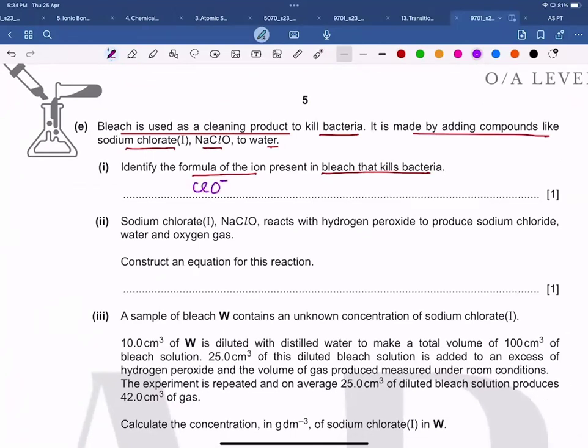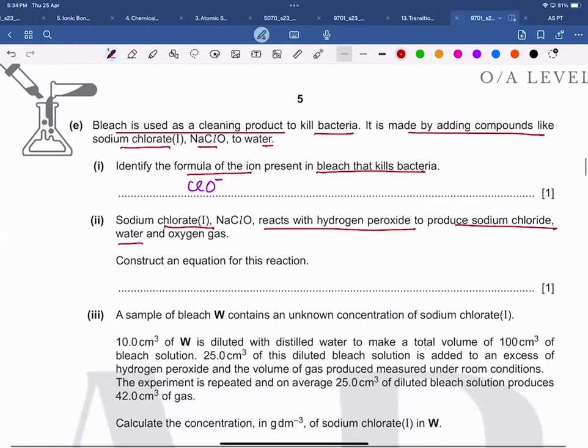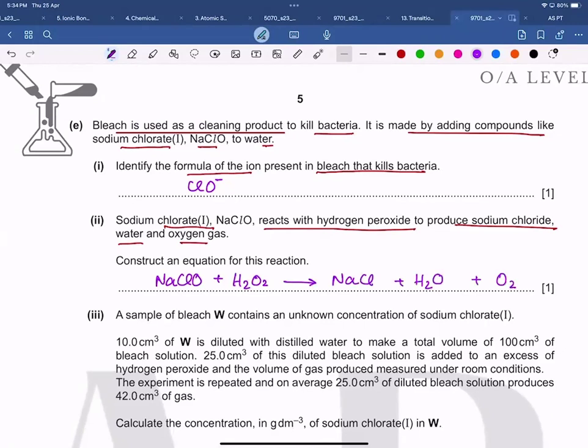Yes, very good, Fiza. Sodium chlorate(I) reacts with hydrogen peroxide to produce sodium chloride, water, and oxygen. Construct an equation. So see, in this they have given you all the things, reactants and products. So the reactant is NaClO, which is reacting with hydrogen peroxide. You must remember the formula, it's H2O2, to produce sodium chloride, NaCl, water, and oxygen. Now you have to balance it. And I think, yeah, it's already balanced. There is no need of balancing. 3 oxygen both sides, 2 hydrogen both sides, 1 chlorine both sides, and 1 sodium both sides.